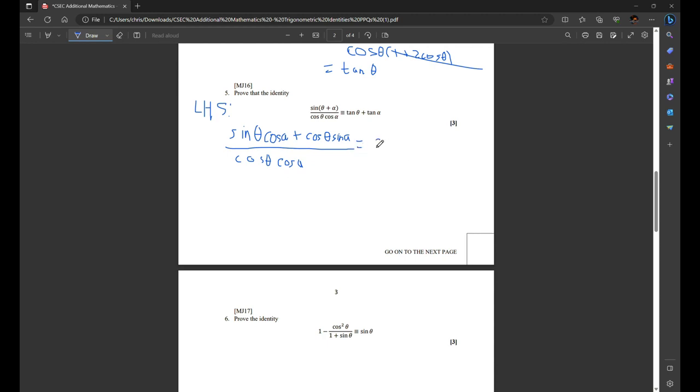So upon splitting the fraction, we're going to end up with sine theta times cos alpha over cos theta cos alpha, plus cos theta sine alpha over cos theta cos alpha.